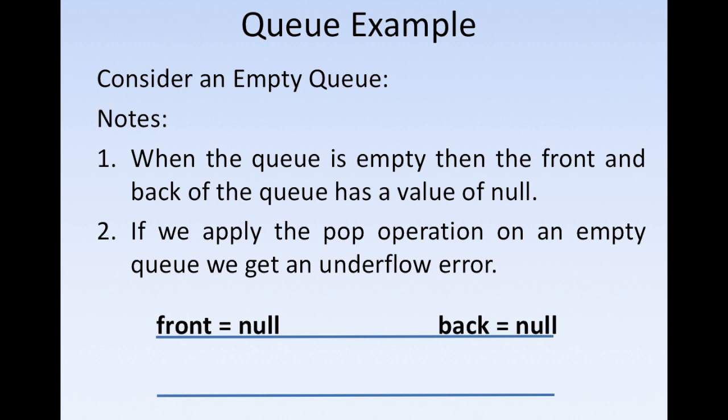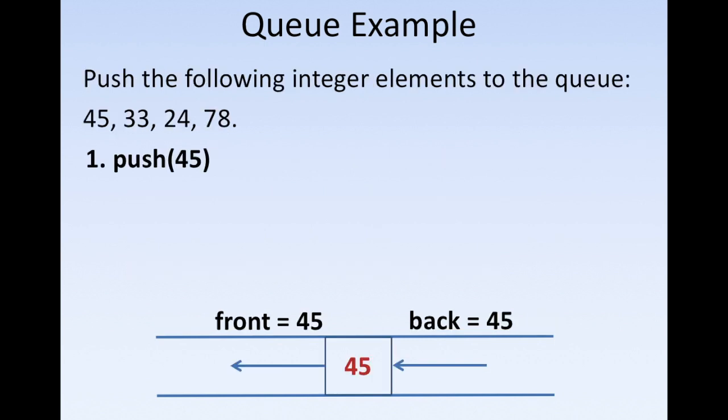So let's consider an empty queue. With an empty queue, the front and the back are both null because it's empty. If we say that front is a pointer to the front element, then it's equal to null. If back is a pointer to the back element and it's equal to null, then the queue is empty. If we apply the pop operation on an empty queue, there's a problem. We will have an underflow error. So before we pop from a queue, it goes without saying that we should check if the queue is empty.